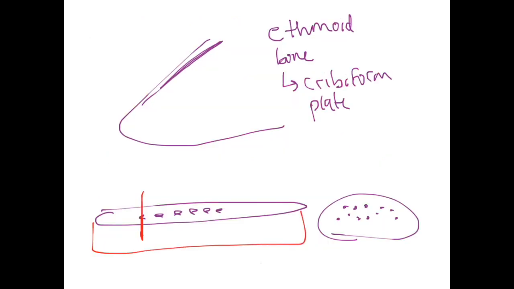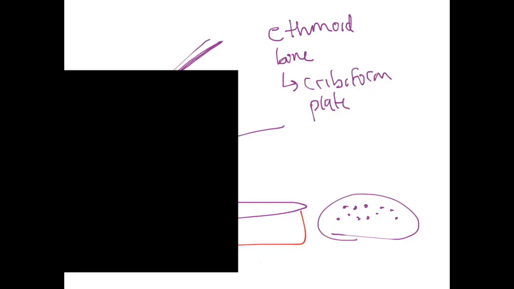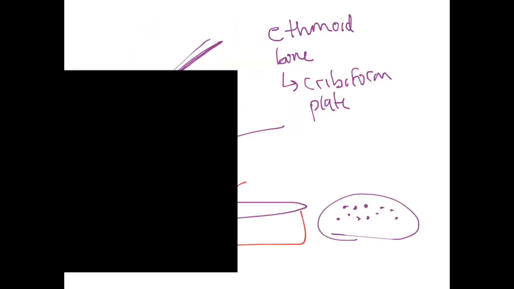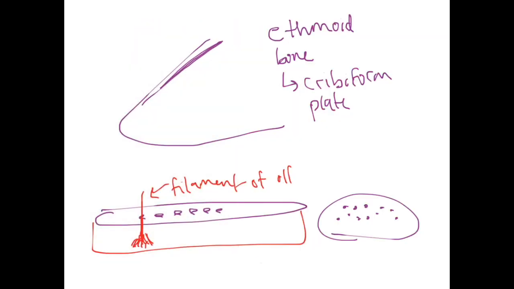I'm not going to draw supporting cells or basal cells right now, but just know that these olfactory receptor cells have all these cilia, and these cilia are basically those dendritic receptor portions, just like our gustatory hairs. They're going to be the things interacting with these chemicals. Okay, so past the cribriform plate is where you're going to have your filaments of the olfactory nerve.